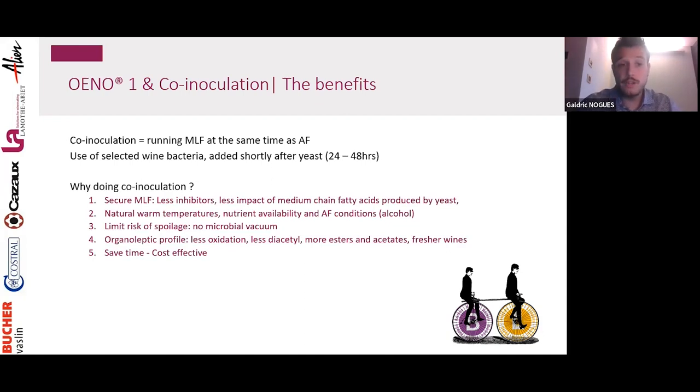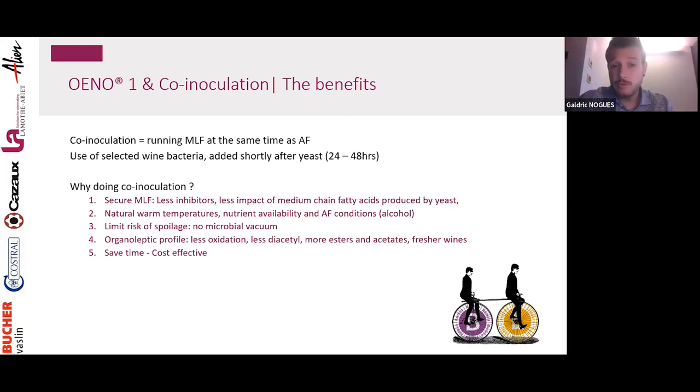So why should I do co-inoculation? What's the purpose of it? What's the goal? First, it's going to secure the malolactic fermentation to make sure you won't have any issue with malolactic, because you have less inhibitors, less impact of medium chain fatty acid. We'll talk about it in a few slides. You have natural warm temperatures as well, because the yeast by the fermentation increase the temperature. So it creates good conditions for the bacteria. The nutrients are good, the condition is good because there is low alcohol. At this point, we don't have 14, 15% alcohol. So all the conditions are good.